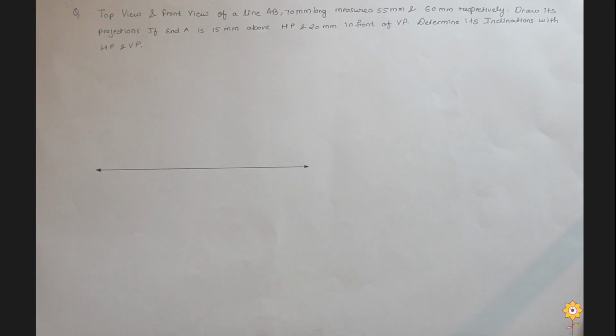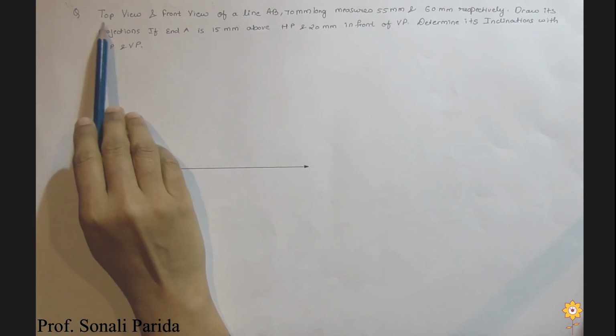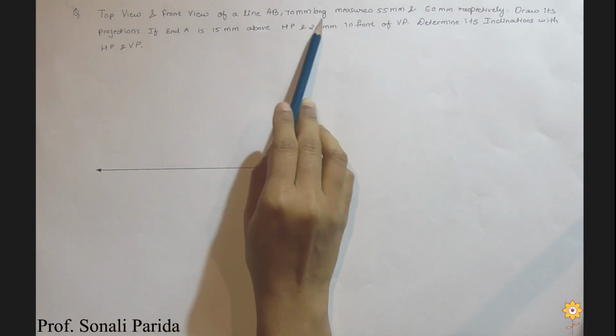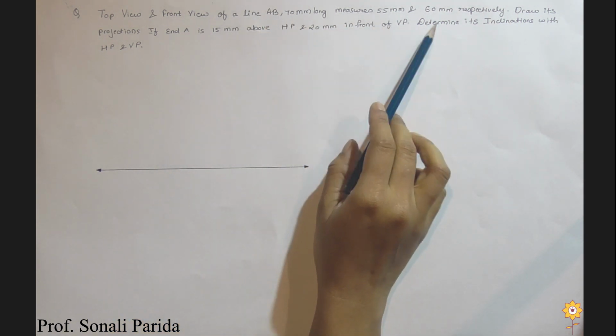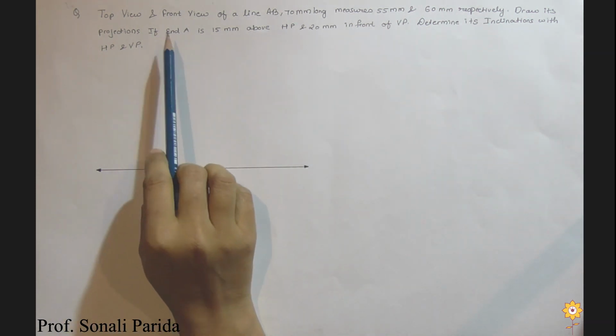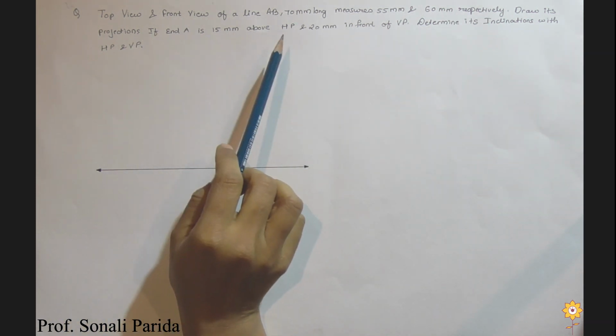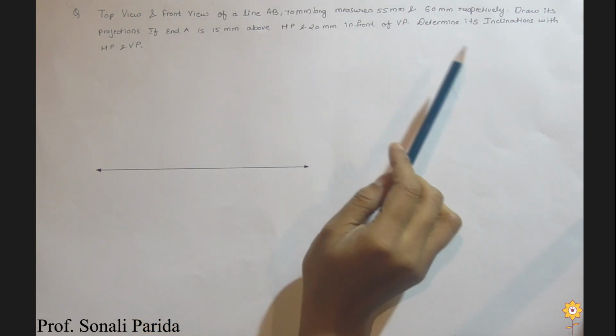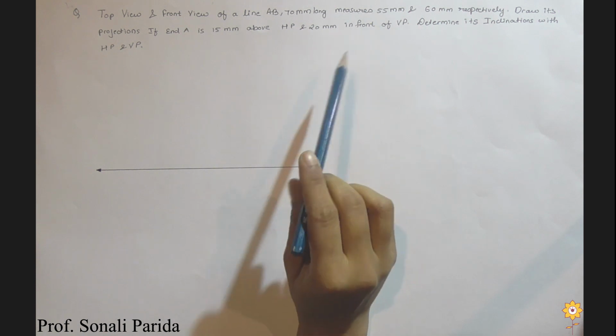In this lecture, we are going to solve a problem based on projection of lines. So here is the question. The question reads: the top view and the front view of a line AB 70 mm long measures 55 mm and 60 mm respectively. Draw its projections if end A is 15 mm above HP and 20 mm in front of VP. Determine its inclinations with HP and VP.